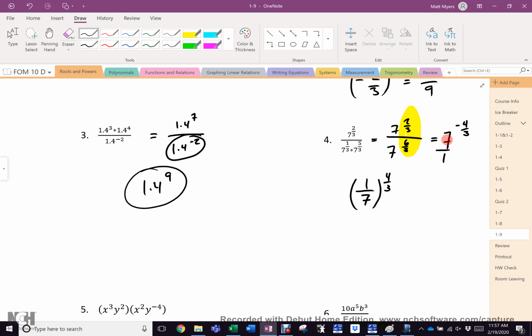What is the one last math thing you could do here? We spent all yesterday doing it. Right. It would be 1 over the cubed root of 7 to the 4th power.